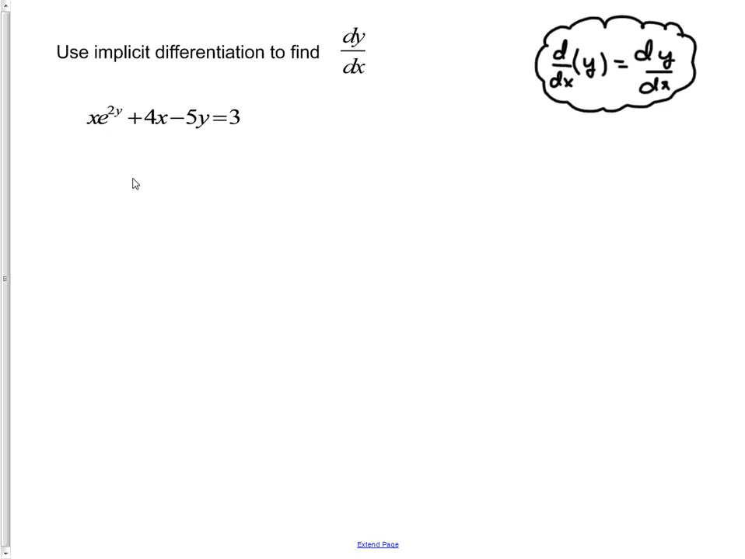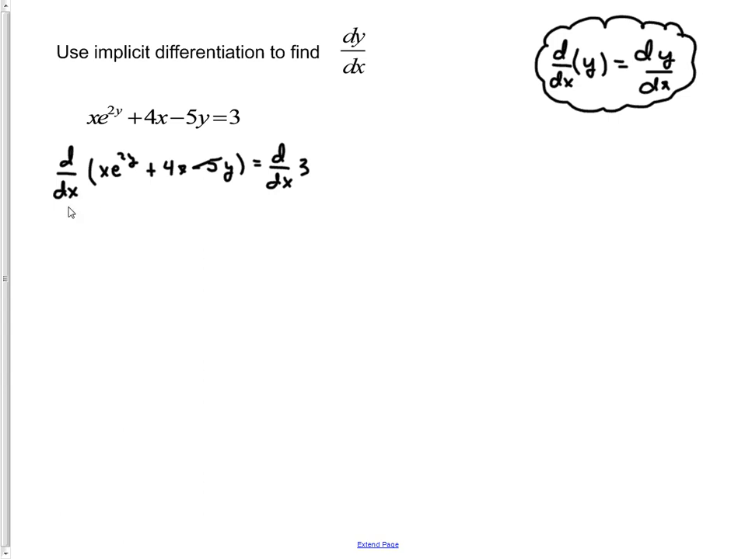So let's take the derivative with respect to x on both sides. Take the derivative with respect to x of each term on the left-hand side. So the derivative with respect to x of x times e to the 2y plus 4 times x minus 5 times y equals the derivative with respect to x of 3. Notice that we're just taking the same mathematical operation on both sides of the equation to balance it out.